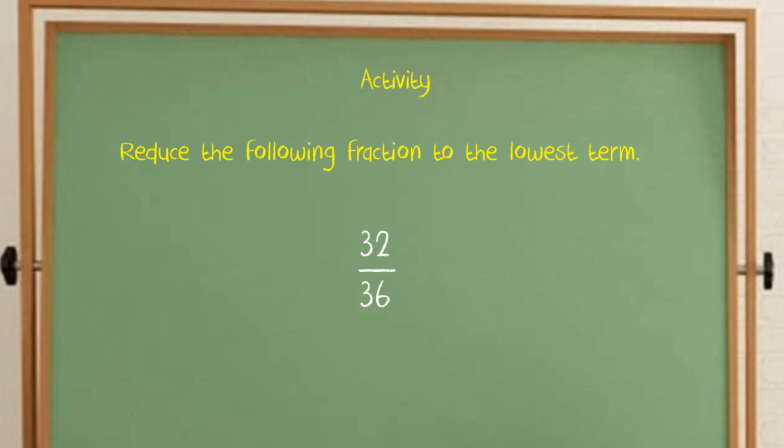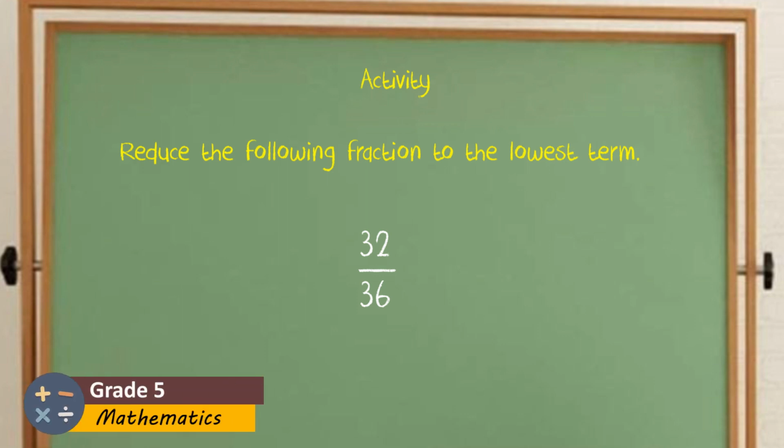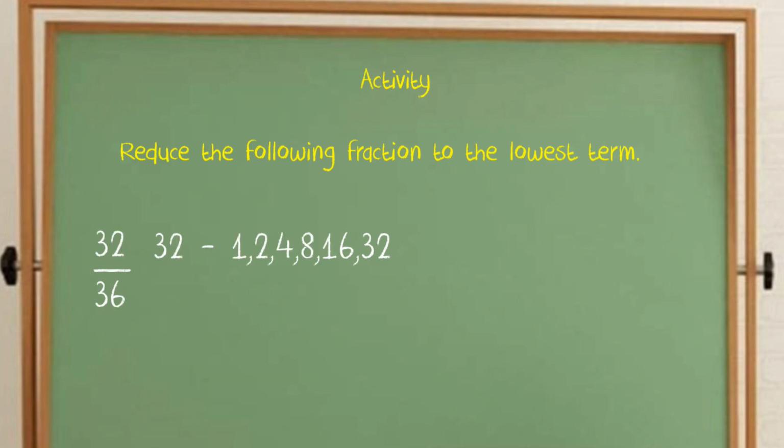Did you get it correct? The fraction that you were given is 32 above 36. I hope you wrote down the factors for both the numerator and the denominator. The factors for the numerator are 1, 2, 4, 8, 16, and 32. While the factors for the denominator are 1, 2, 3, 4, 6, 9, 12, 18, and 36.